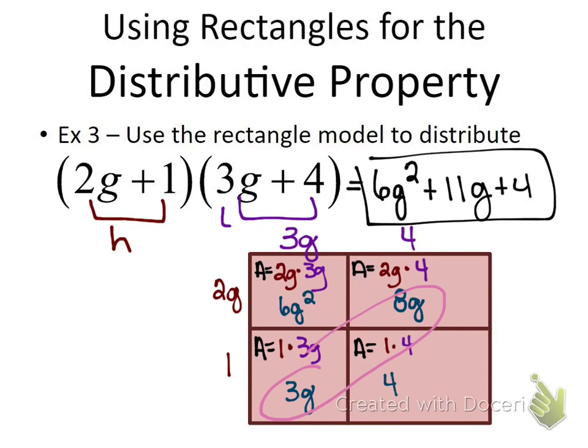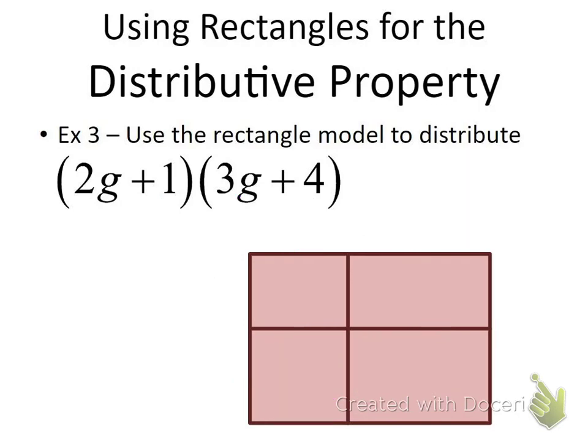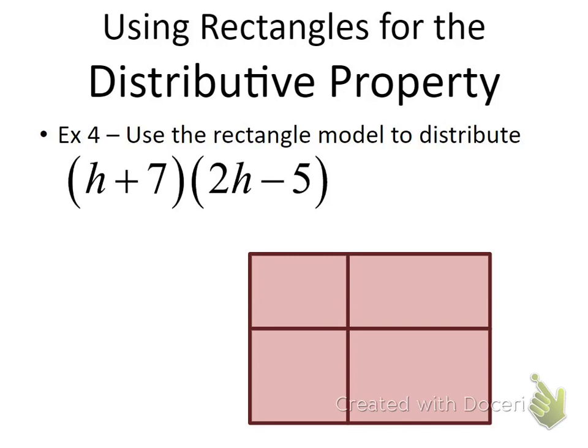Okay, let's go on to example 4. Example 4 is a tad bit different in what way? Just put a 1. Okay, you can put a 1 in front of that H there. What else is a little bit different than this one, though? It has a negative number, so watch that negative sign, okay?